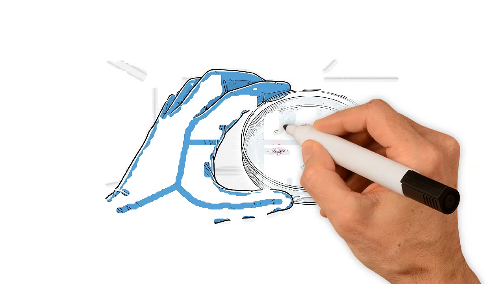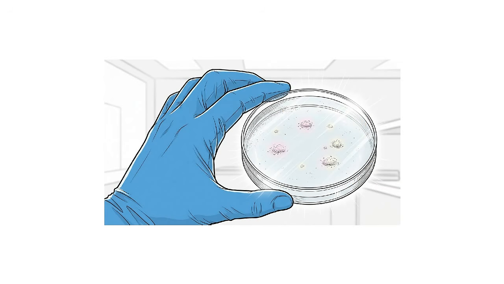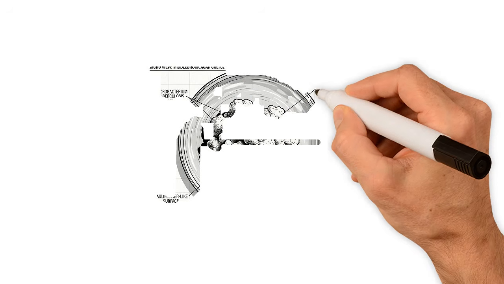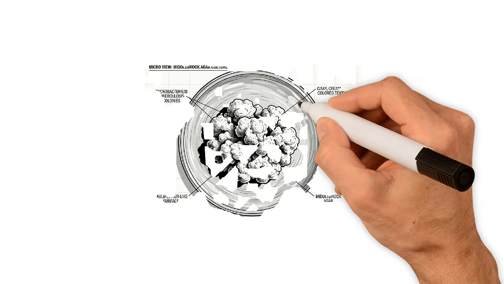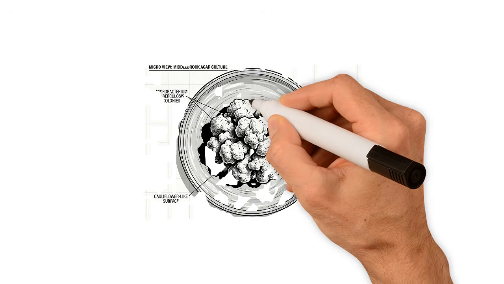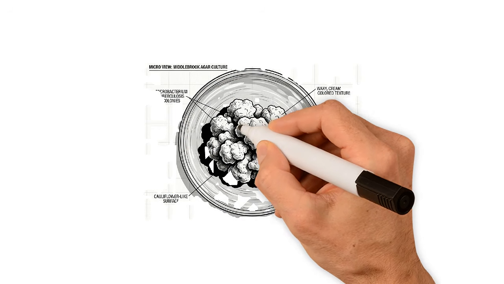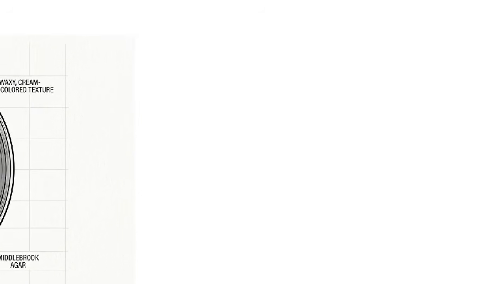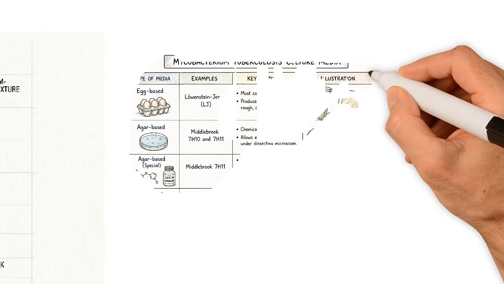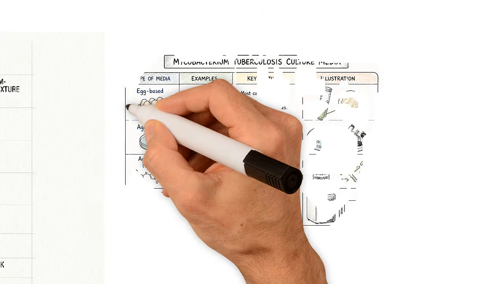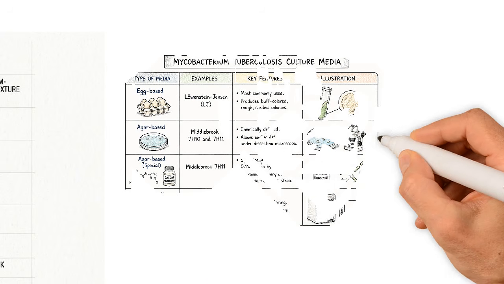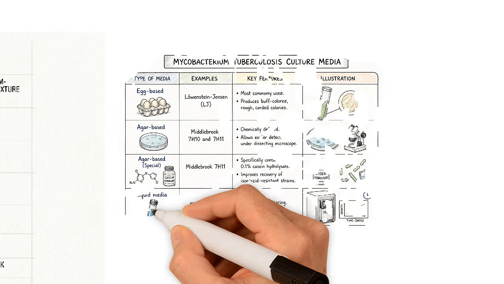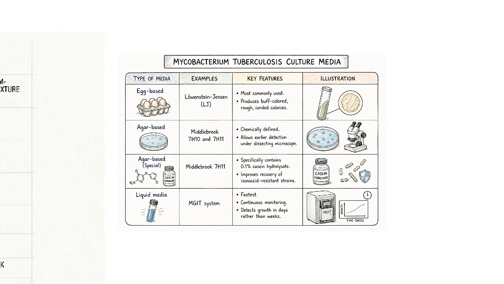The culture media you need to know. Egg-based, Lowenstein-Jensen, LJ, most commonly used. Produces buff-colored, rough, corded colonies. Agar-based, Middlebrook 7H10 and 7H11, chemically defined, allows earlier detection under dissecting microscope. Middlebrook 7H11 specifically contains 0.1% casein hydrolysate, improves recovery of isoniazid-resistant strains. Liquid media, MGIT system, fastest, continuous monitoring, detects growth in days rather than weeks.